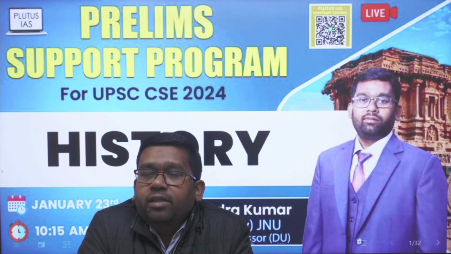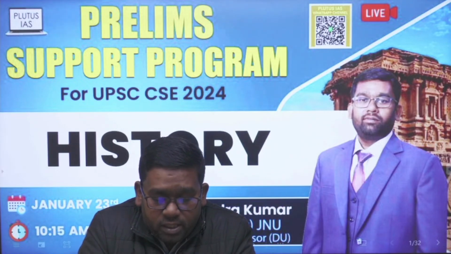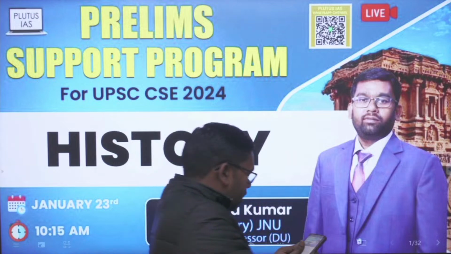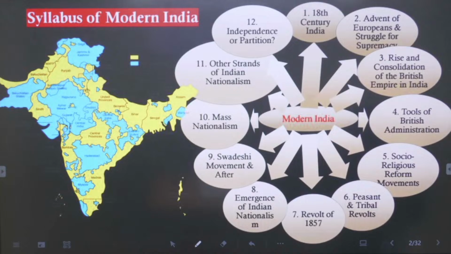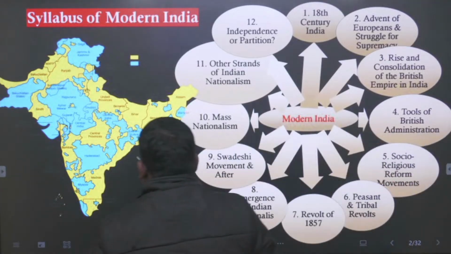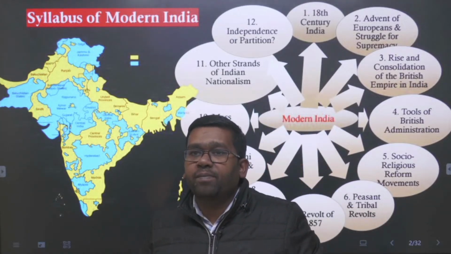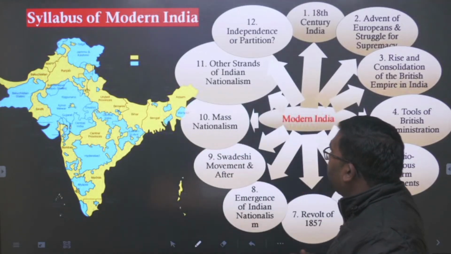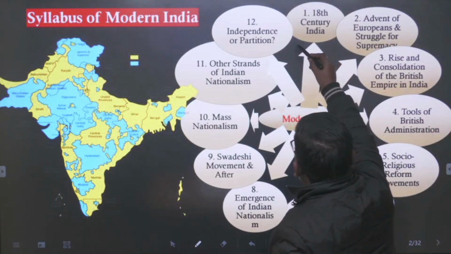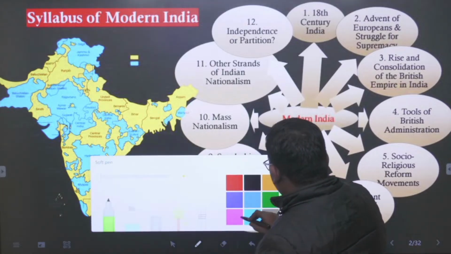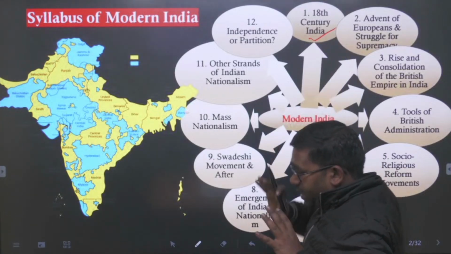Okay, and then there was also the emergence of regional kingdoms in this time. Okay, so let us understand what these topics are and how we can term them. So generally, as I told you in the beginning, I have divided modern India into 12 chapters according to the convenience of understanding the chapters. Okay. So in this topic, the first topic is 18th century India. Okay, in 18th century India, we will generally understand what the main theme is.